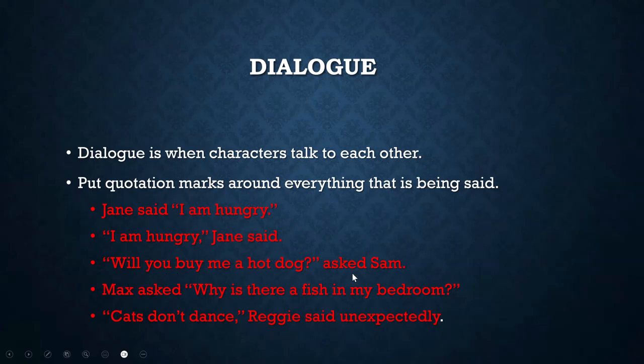"Will you buy me a hot dog?" asked Sam. Max asked, "Why is there a fish in my bedroom?" "Cats don't dance," Reggie said unexpectedly. These are all examples of dialogue, characters talking in the story.